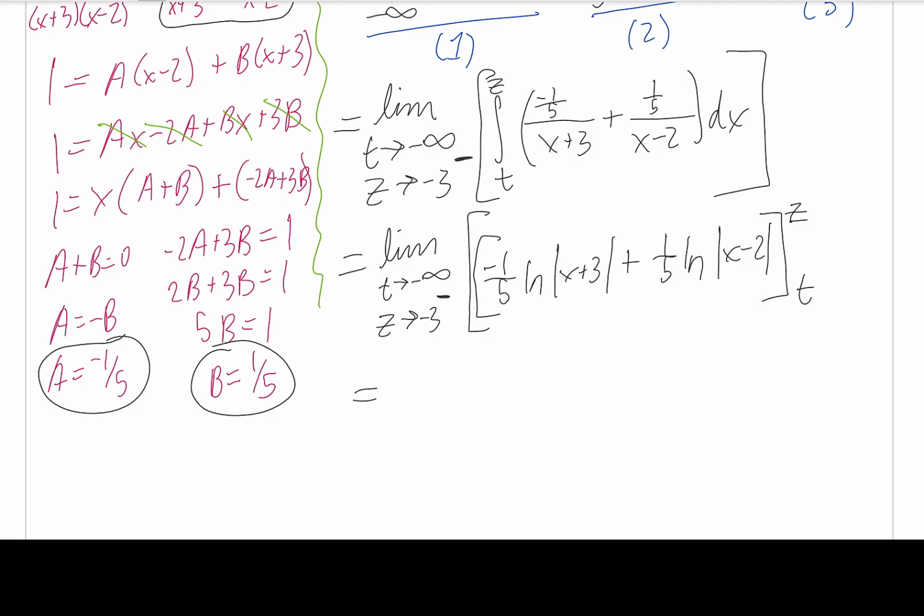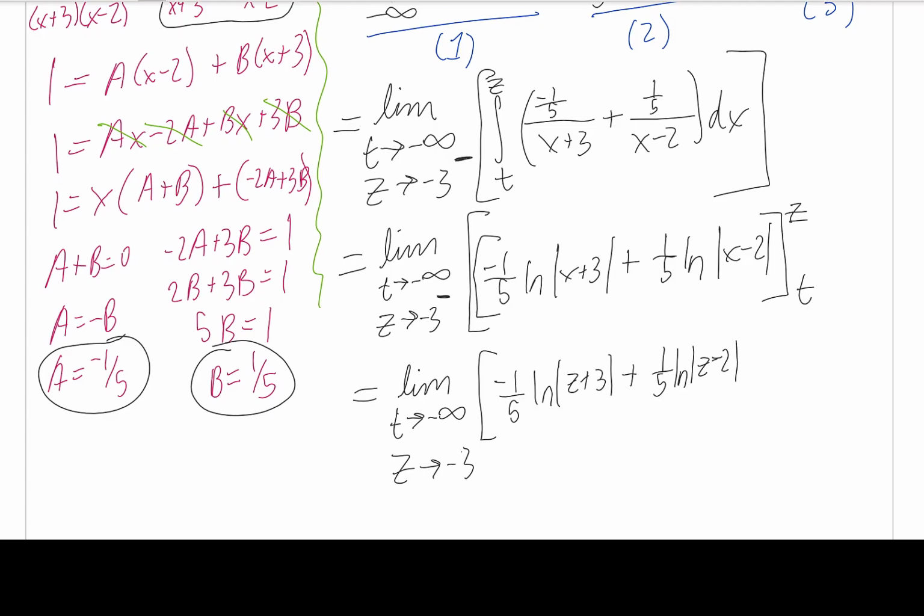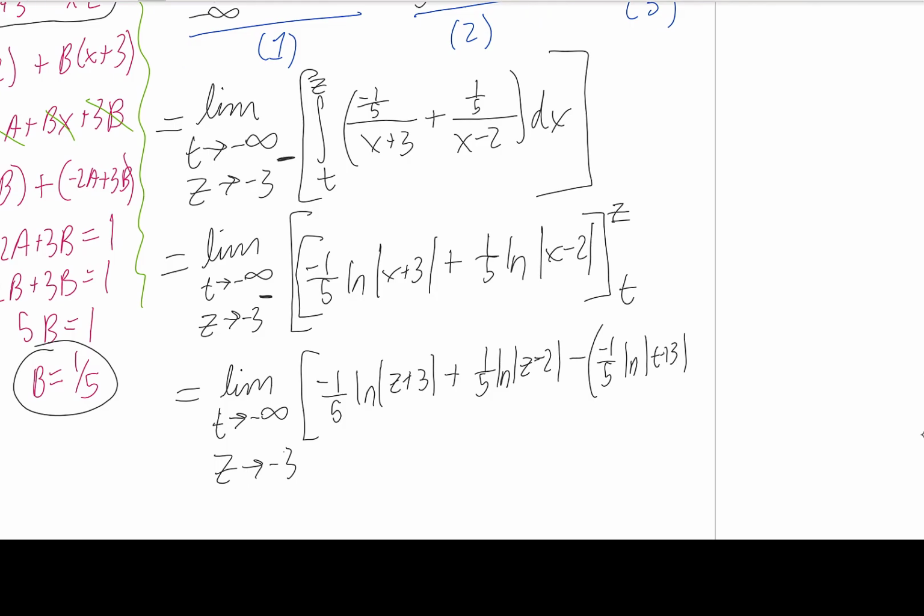Okay. So then this becomes the limit as t goes to negative infinity, z goes to negative 3 of, let's see, we'll have negative 1/5 ln absolute value z plus 3 plus 1/5 ln absolute value z minus 2 minus, I should have negative 1/5 ln absolute value t plus 3, and of course I'll run out of room, plus 1/5 ln absolute value t minus 2.